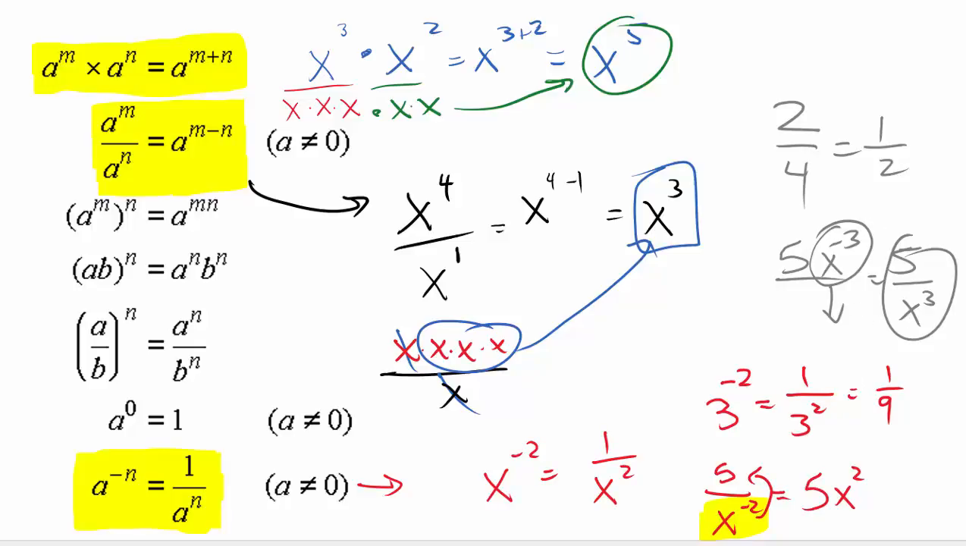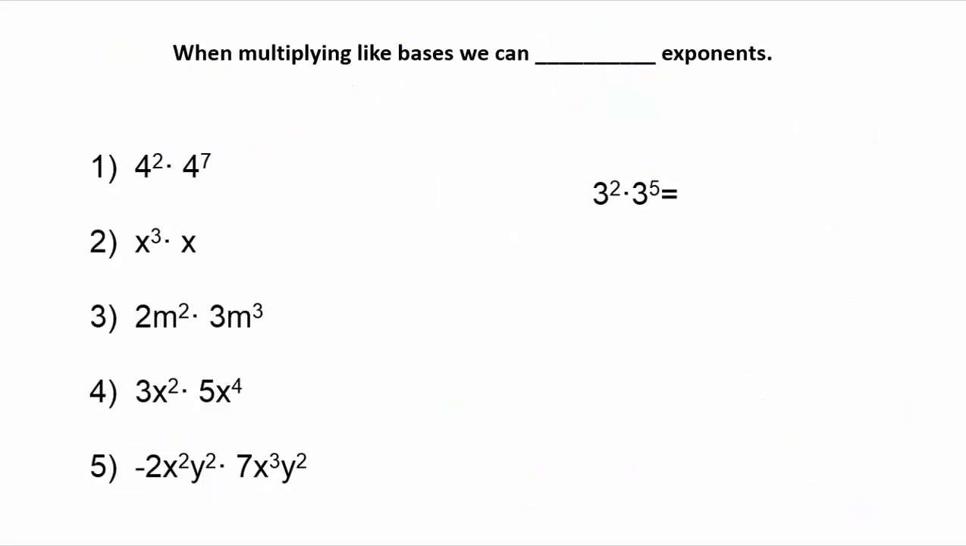All right, let's try some examples here of each of these different laws of exponents. So again, we talked about this first one already. When I'm multiplying like bases, we said that we can add the exponents. Again, the reasoning being, if I have 3 times itself 5 times, so there's 5 here and there's 2 here, that's a total of 7 3s.